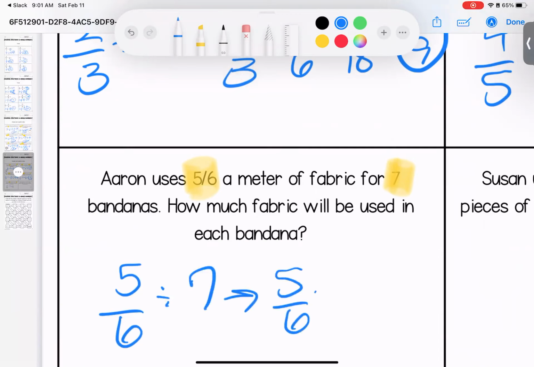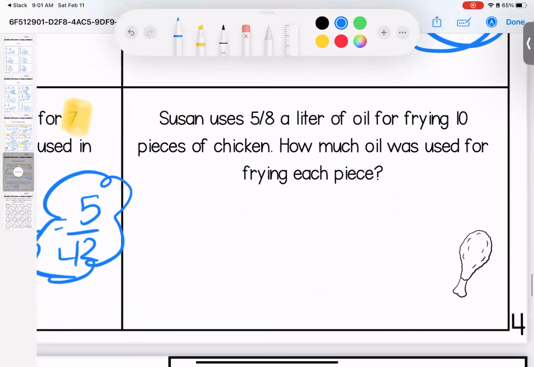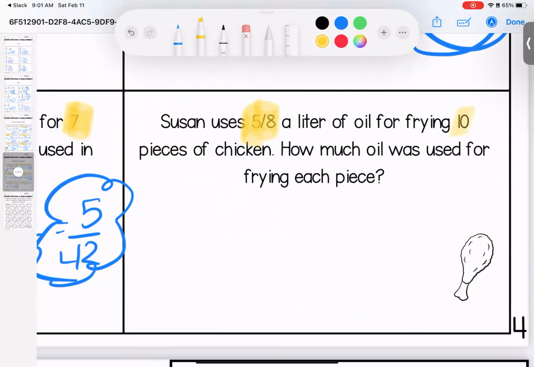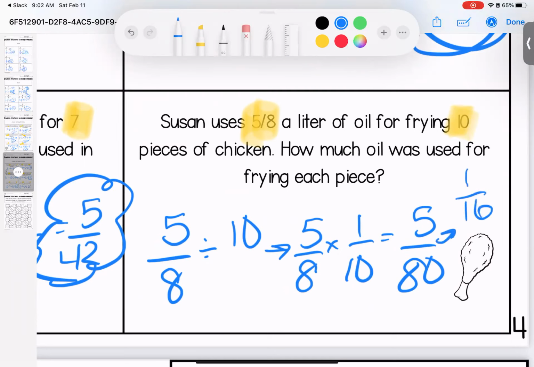So our keep, change, flip looks like this. We have 5 over 42. Last one on this page, Susan uses 5/8 of a liter of oil for frying 10 pieces of chicken. So she takes her 5/8 of oil, she's dividing it between 10 pieces of chicken. So we have our keep, change, flip, 5/80ths. Now we can simplify this because 5 is going to divide into both of them. This would simplify down to 1/16.